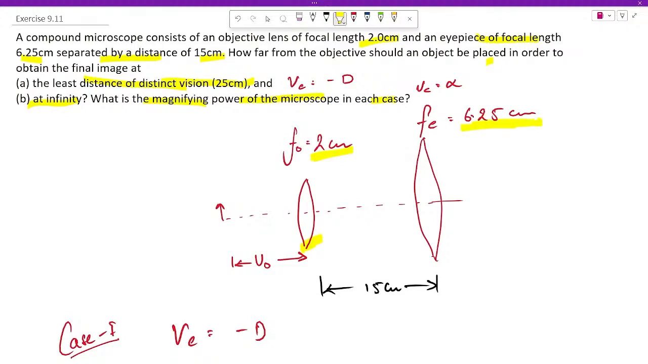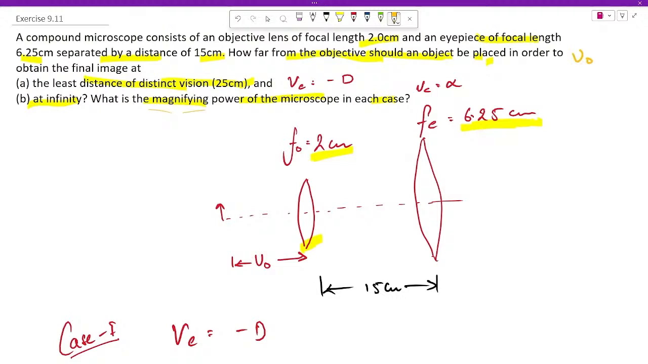We have to find out how far from the objective an object should be placed. That is, we have to find the value of u objective in two cases. In the first case, the image formed by the eyepiece is at minus D, where D is the least distance of distinct vision, that is 25 centimeter. The second case is that VE equals infinity, that is, the image is forming at infinity, which is good for relaxed eye view. We also have to find out the magnifying power of the microscope in each case.